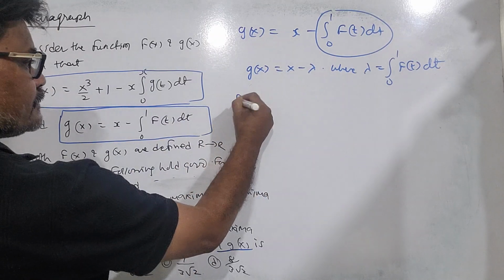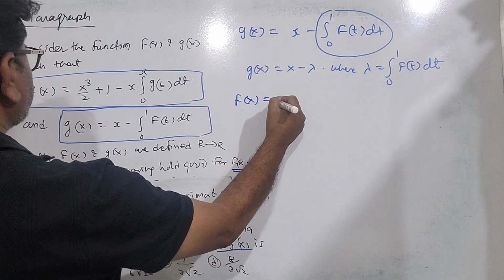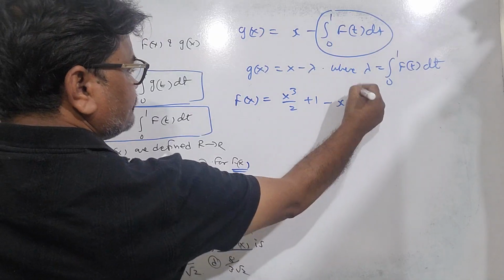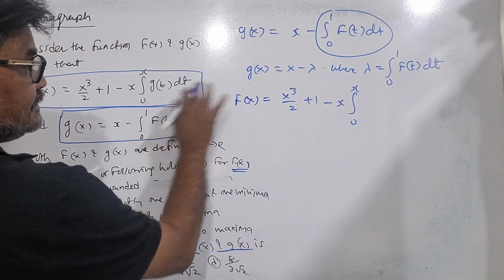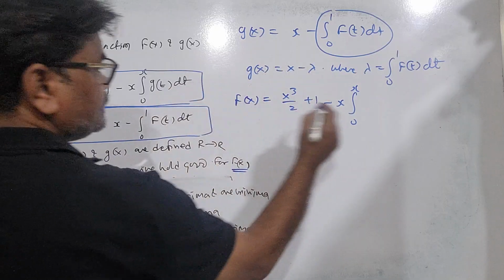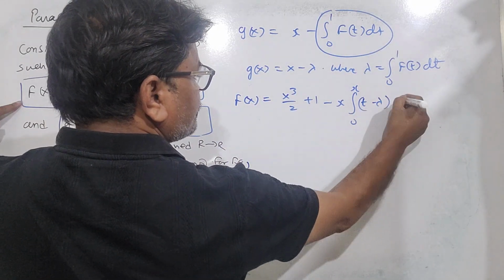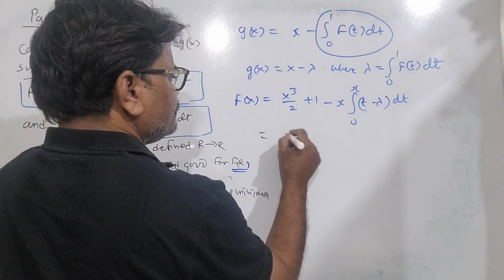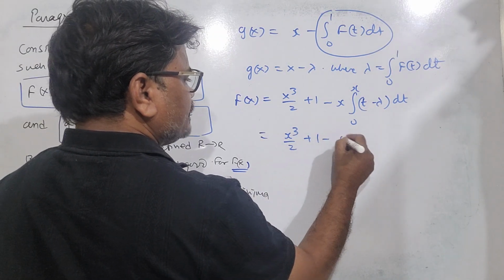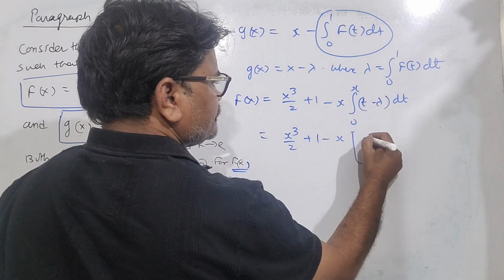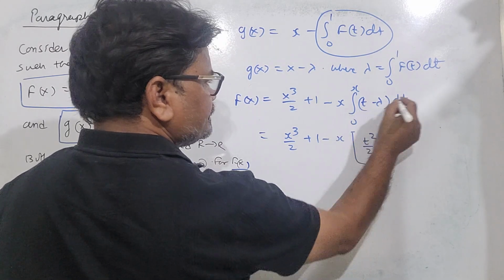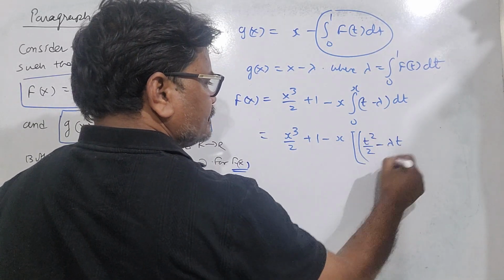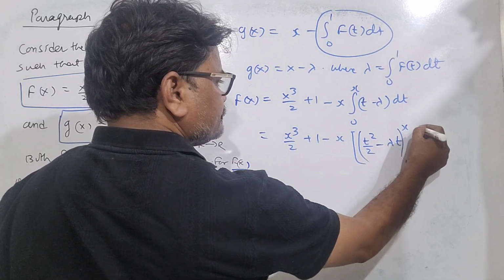So g(x) is x minus lambda. So f(x), this step is very important. So f(x) is x cube by 2 plus 1 minus x into the definite integration of g(t) dt. So g(x) is x minus lambda, so g(t) is t minus lambda. So that integration we can do. That is equal to x cube by 2 plus 1 minus x, and then the integration of t is t square by 2, and of lambda is lambda t, and then I can put the limit 0 to x.